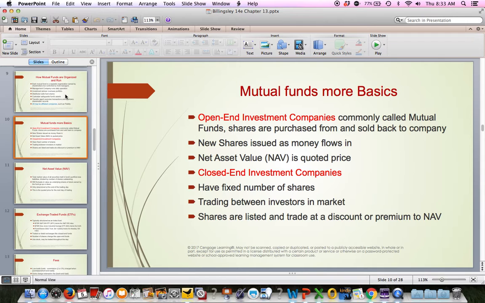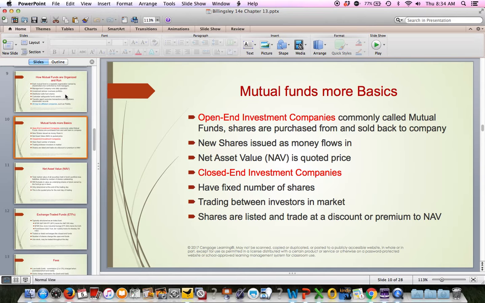They are what they call open-ended investment companies because anybody can get in. They'll continuously accept new money coming in. They'll just use that new money to buy more investments, and you buy in by buying shares from the company. Then you sell your shares back to the company when you want to get out. So new shares are issued just simply as money comes in.